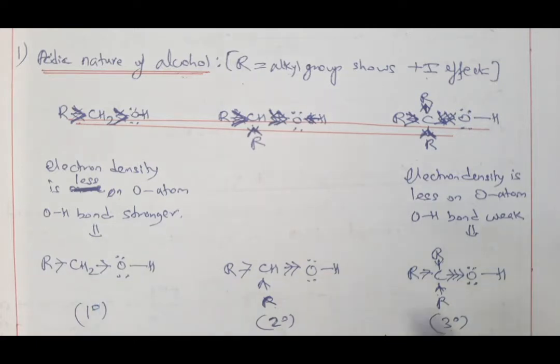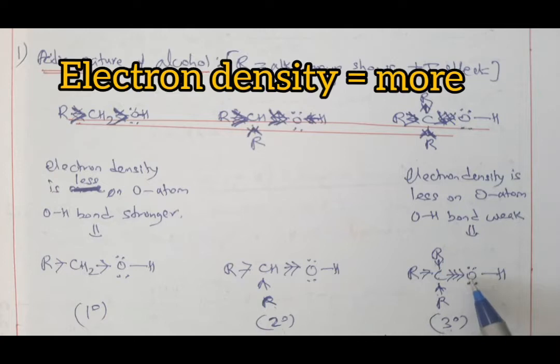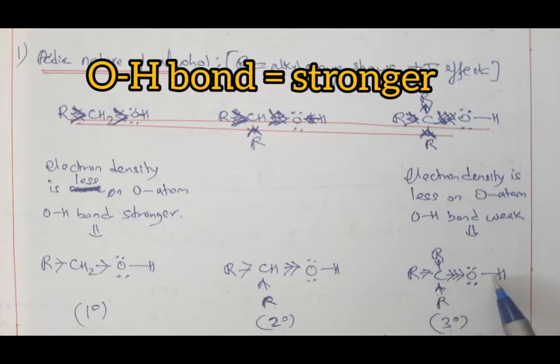Now if you see out here, oxygen is getting electron from 3 R. So obviously the population of electron, already it has 2 lone pair, oxygen has 2 lone pair always, and it is getting some more electron from the alkyl group, that is R. So here the electron density is what? More. Okay, electron density becomes more, and O-H bond becomes stronger, whereby it will not dissociate to produce H plus ion. Therefore, it shows weak acidic nature.